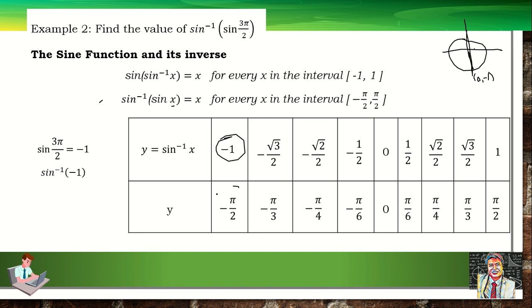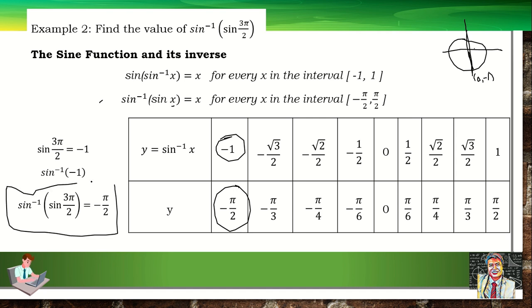Negative 1. So, its corresponding angle is negative pi over 2. Therefore, inverse sine of sine 3 pi over 2 is negative pi over 2. So, this is the answer. Okay? That's the process.